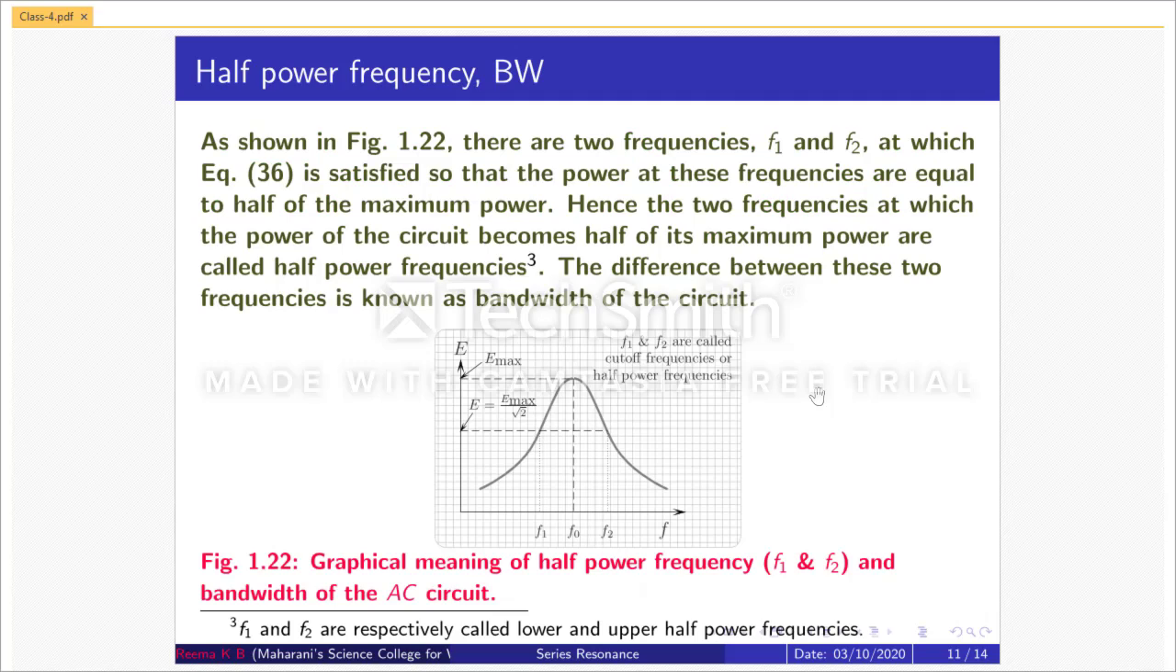As shown in figure 1.12, there are two frequencies F1 and F2 at which equation 36 is satisfied, so that the power at these frequencies is equal to half of the maximum power. Hence, the two frequencies at which the power of the circuit becomes half of its maximum power are called the half power frequencies.